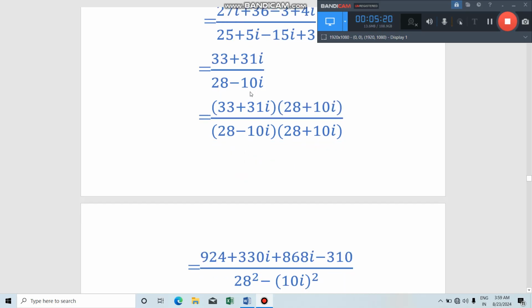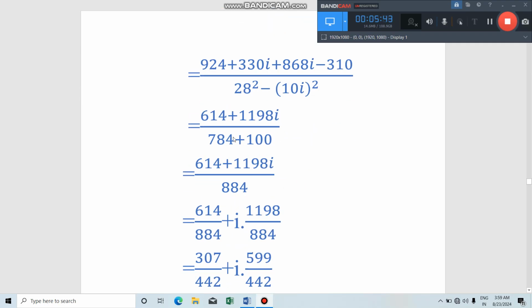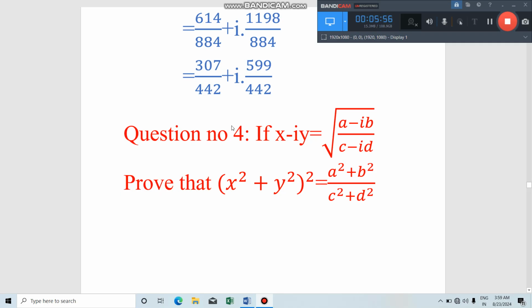Now we will multiply the denominator with its conjugate. So it will become (28 minus 10i) into (28 plus 10i), and in the numerator it will become (33 plus 31i) into (28 plus 10i). So after calculation we will get like this: 924 plus 330i plus 868i minus 310, divided by 28 square minus (10i) whole square. So it will become like this, and after calculation it will become 307 by 442 plus I into 599 by 442. Now question number 4.